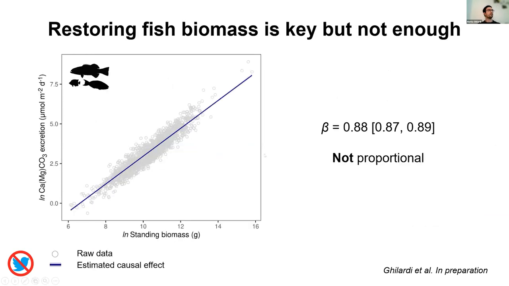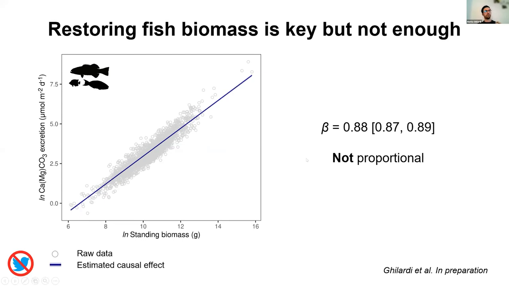Indeed, when we applied a causal inference approach, we found a strong relationship between carbonate excretion and fish biomass. But we also found that this relationship is actually not proportional, because carbonate excretion increases at a slower rate compared to standing biomass, as highlighted by the slope that is lower than one.